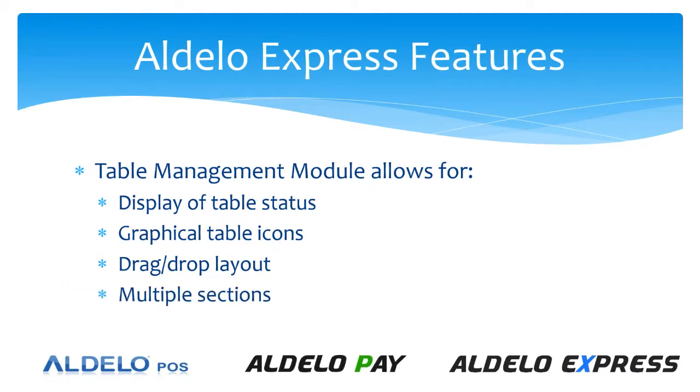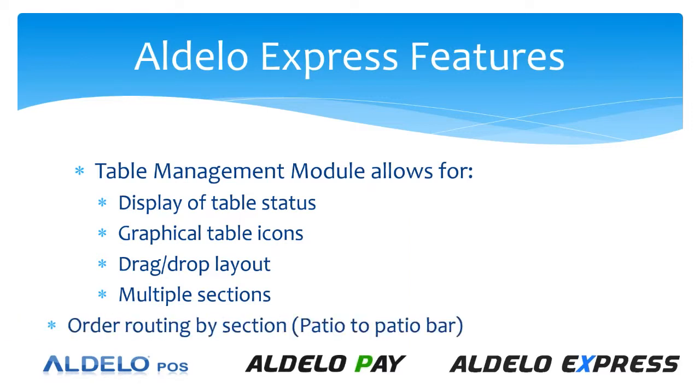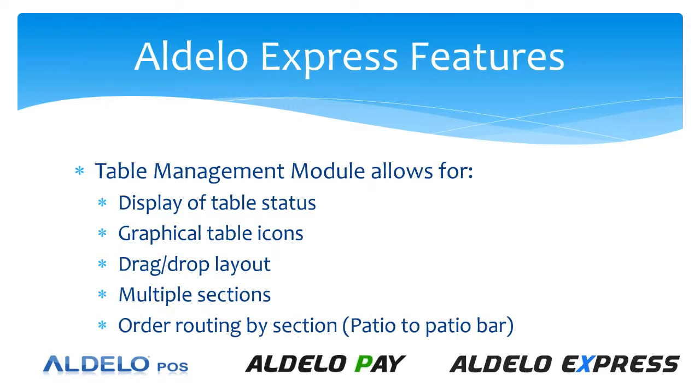You do have multiple sections. You have the ability to have inside dining, patio dining, upstairs bar, downstairs bar, patio bar. All the different areas and sections within the operation can be set up individually. And then you have custom routing by section. This is something we just recently added. It allows you, if you're on the patio, to send the drink orders to the patio bar and not to the inside bar. So there's custom routing by section.